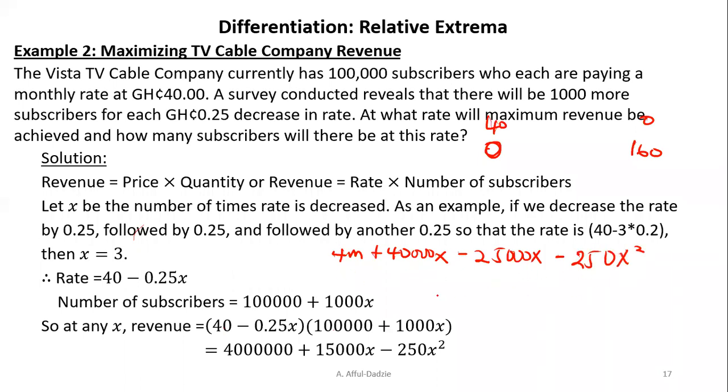So group like terms, 40,000x minus 25,000x, that's 15,000x.